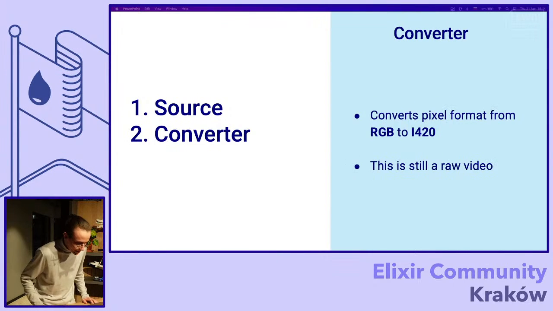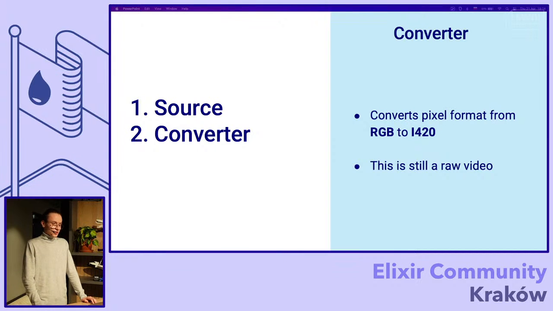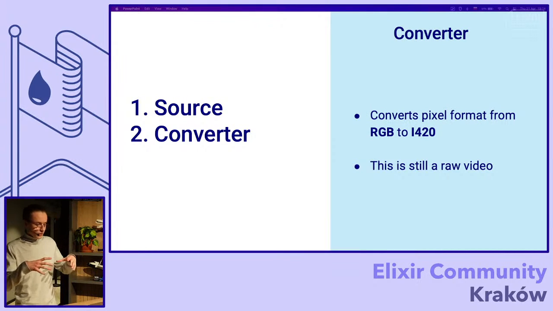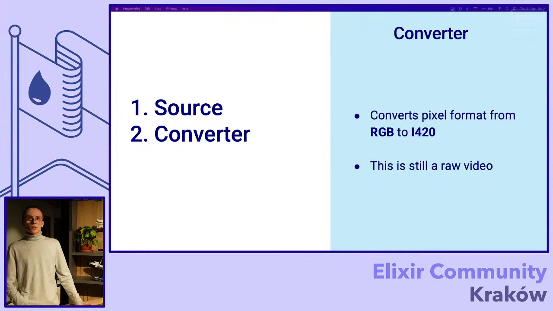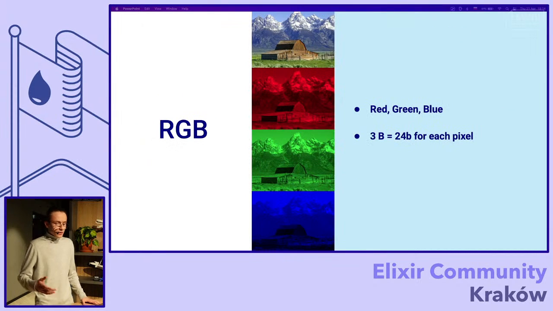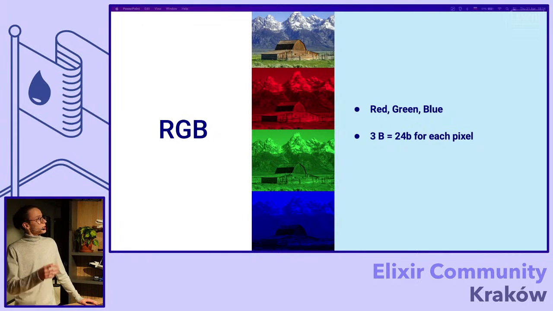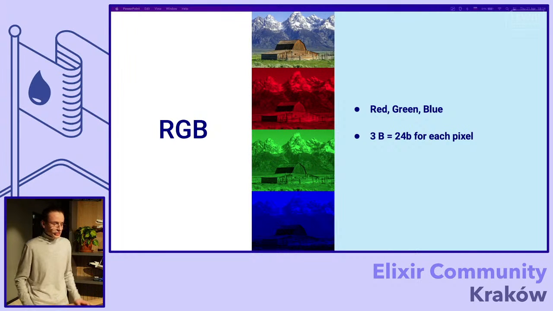Now I'll try to tell you what RGB is, because after we captured the video, we need to convert it, because some popular formats use I420, not RGB. RGB is just red, green, and blue. We have 24 bits for each pixel. And we can have as many pixels as we want.